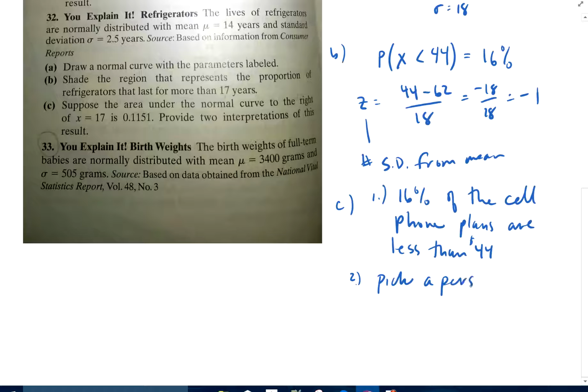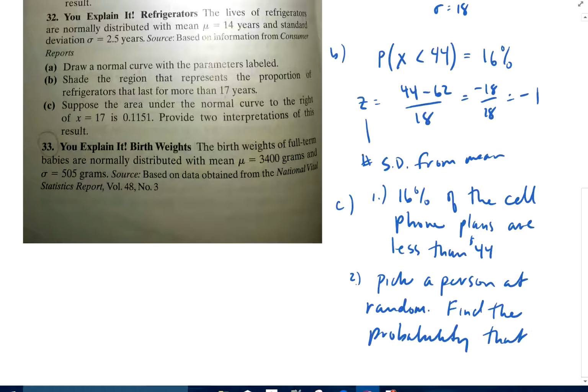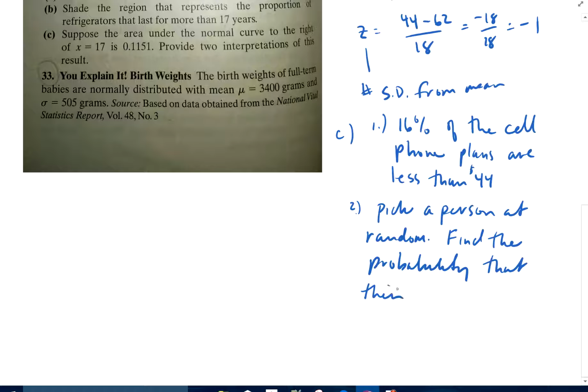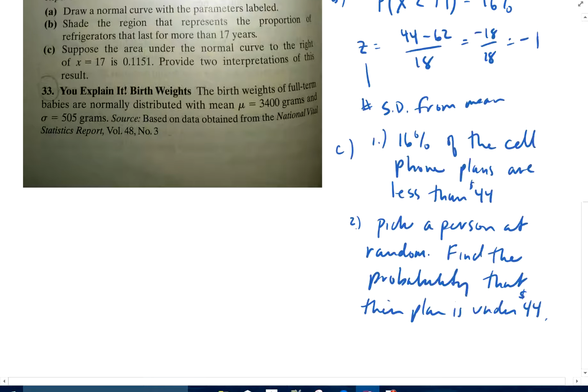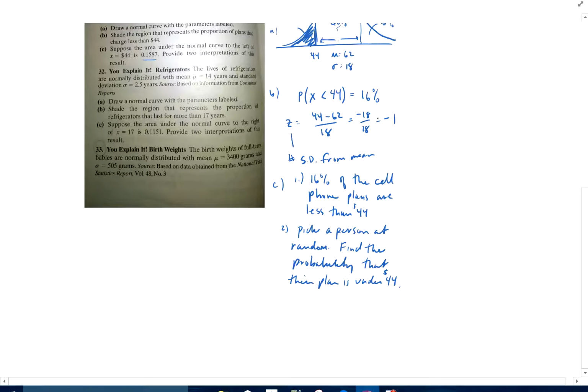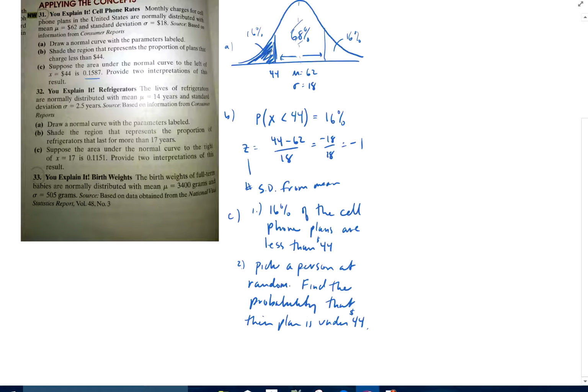pick a person at random, find the probability that their plan is under $44. Okay, so think about that. See if that makes sense to you. Oops, there we go. How about that? Okay, so over here, 16%, less than 44. So those are two different ways to look at it. All right, there you have that one.